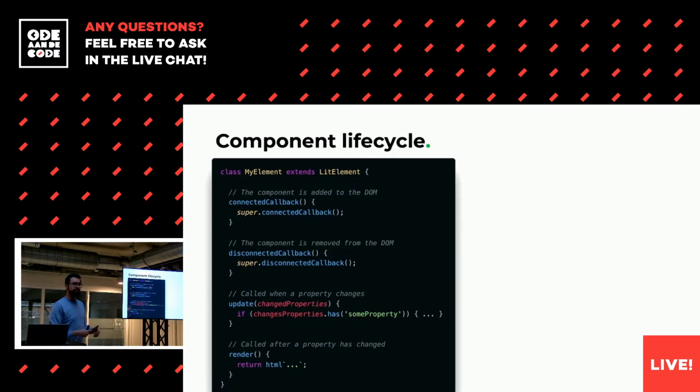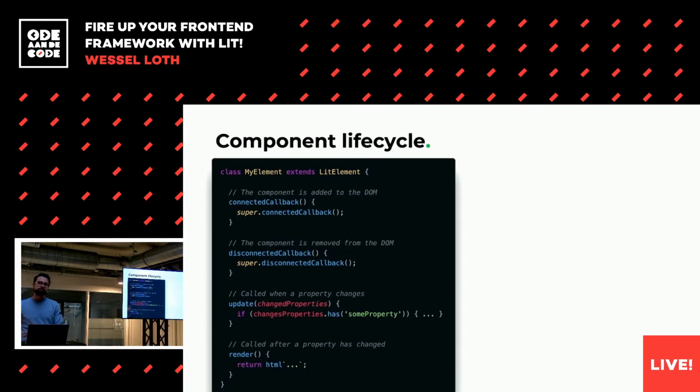Of course, there's also disconnected callback, so when the component is ripped out of the page, you might want to clean up some connections, remove some stuff from memory. That's where you can use disconnected callback. There's, of course, an update function, so when any of the properties of the component change, you might also want to refetch some data or execute some logic. For that, you can use the update lifecycle hook.